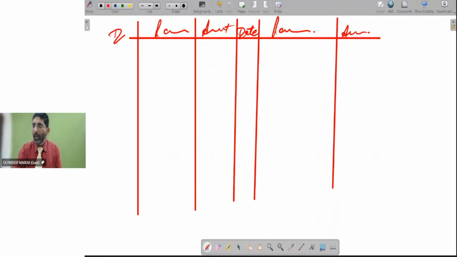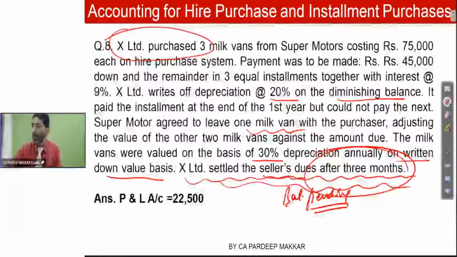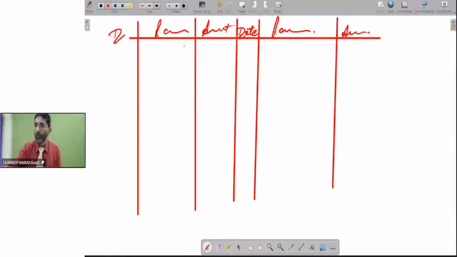So here it is. Whose account will be prepared? Here we will have to prepare X Limited's account. That is the purchaser's account, and it will be simple. In this case, first of all, the entry will be hire purchaser account debit, X Limited account debit. So this is the account of X Limited, right?